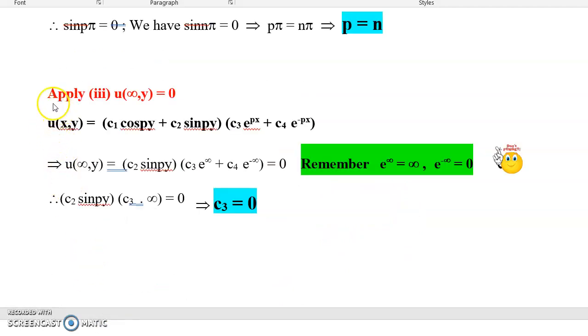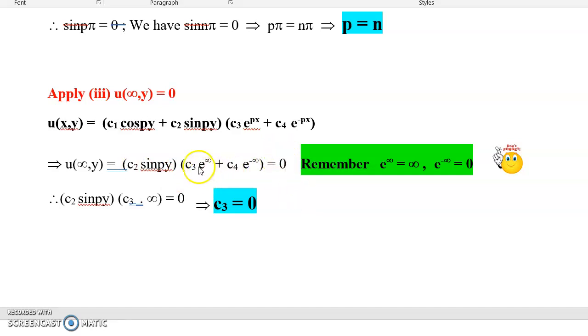Now let us move on to the next boundary condition, the third one, u(∞, y) = 0. Here, in the place of x, you have to put infinity. So take and write the correct solution. In the place of x, we shall substitute infinity. The y term we are not touching, but since C1 is 0, this term becomes 0. So you only have C2 sin py into (C3 e^∞ + C4 e^(-∞)). And the condition says the right side should be equal to 0. You have to apply that.